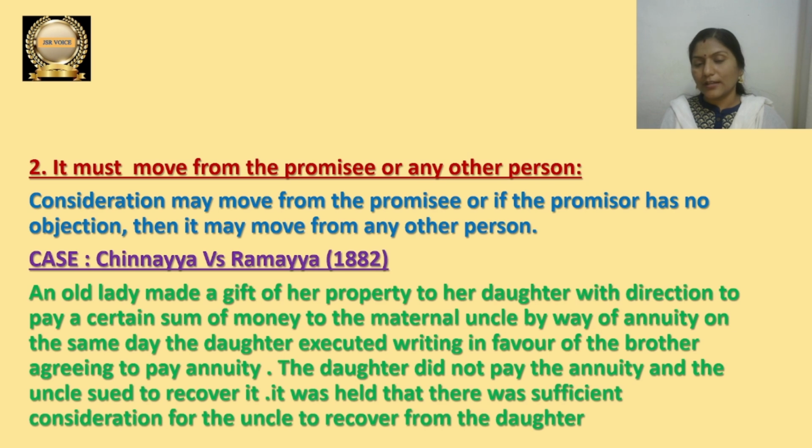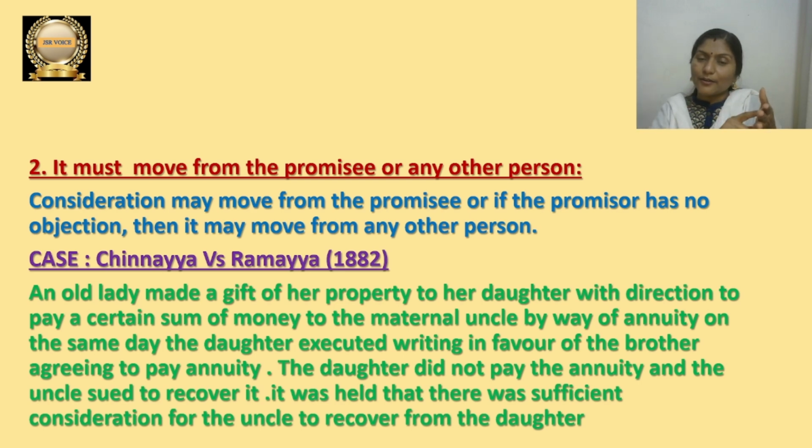So actually here, who is promising to pay money? The daughter. So the daughter is the promiser. There is an agreement now between the uncle and the daughter. The daughter is promising to pay the uncle, so the daughter becomes the promiser and the uncle becomes the promisee. So consideration must move from the promisee. The daughter is paying the annuity, so consideration also must move from the promisee, the uncle. And if the promiser accepts it, it may move from another person also.